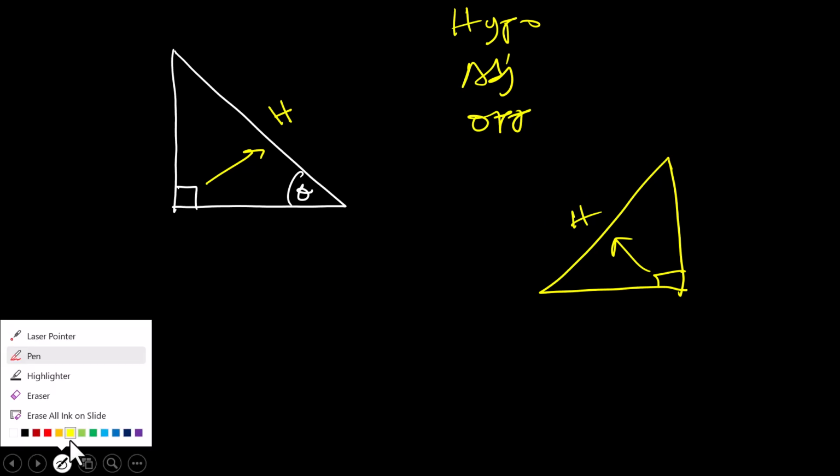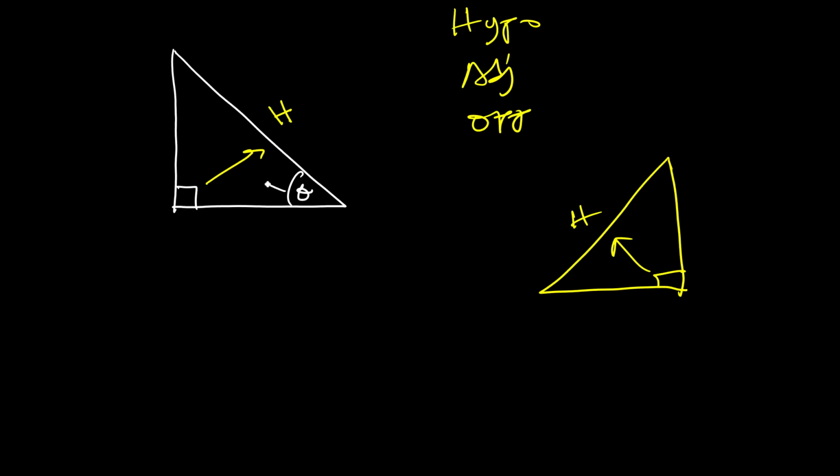So how do we locate the opposite? The opposite faces the angle. After locating your hypotenuse and your opposite, the other side becomes the adjacent. That's that. So talking about the three main trig ratios, that is sine, cosine, and tangent.